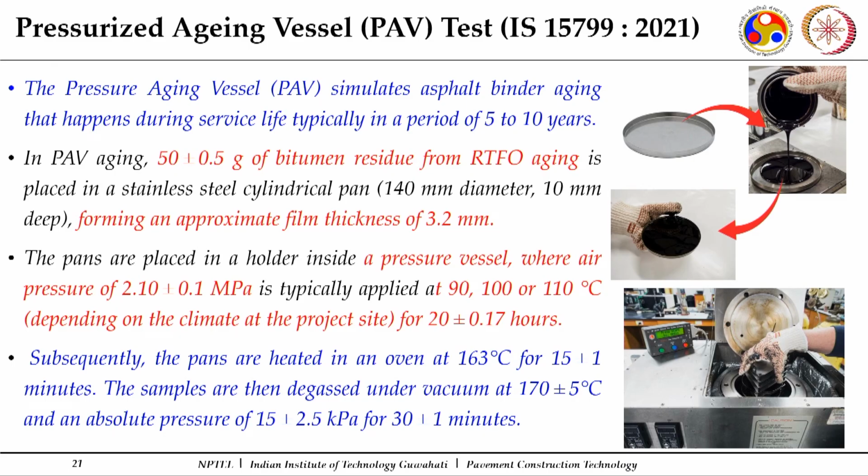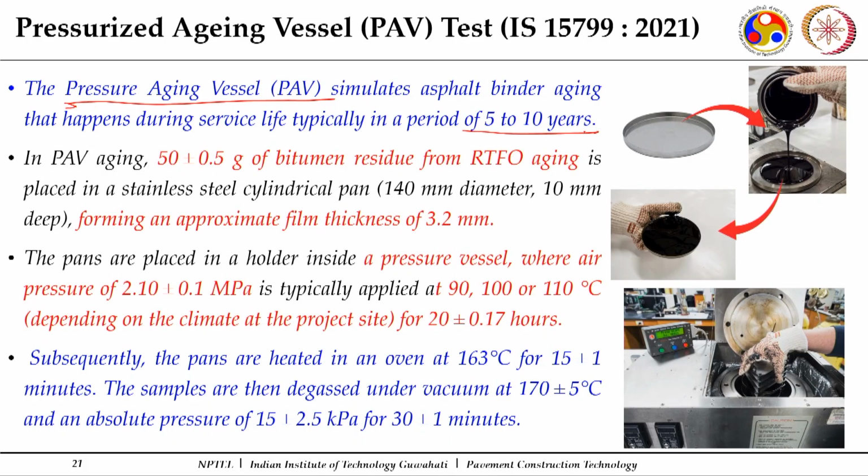Now, the last one under the aging protocol is the pressure aging vessel, which is to see how the aging happens during the service life of the bituminous mixes. For this particular one, the vessel used is known as the pressure aging vessel, because here you do the aging without raising to higher temperatures, by applying vacuum and applying pressure at temperatures ranging from 90 to 110 degrees centigrade.